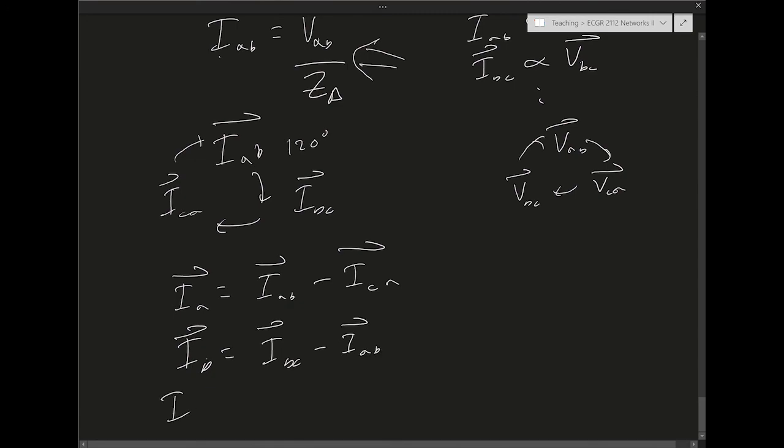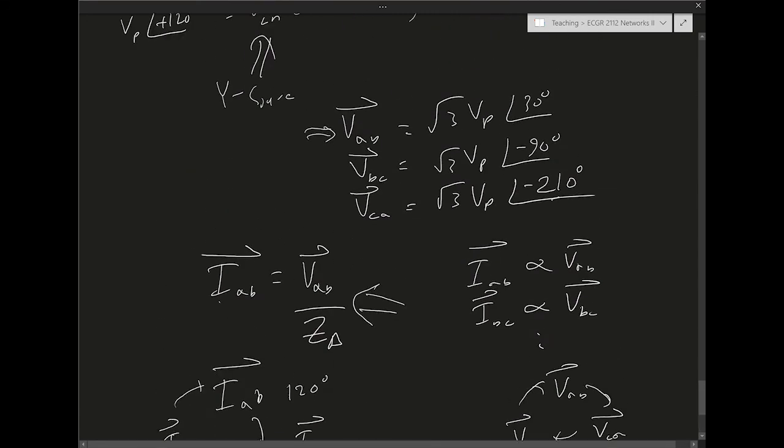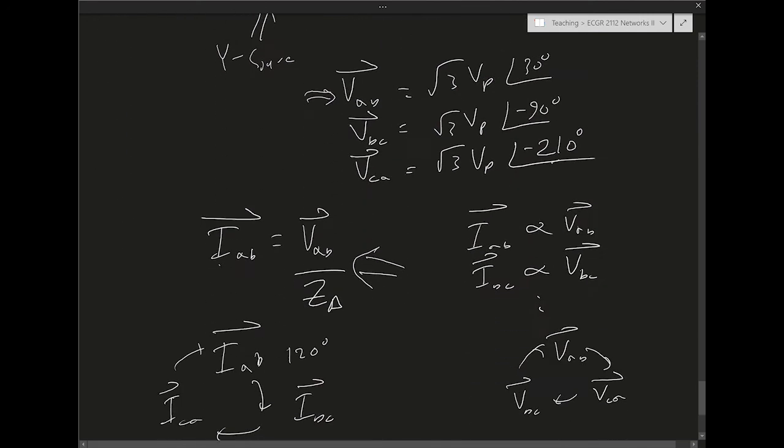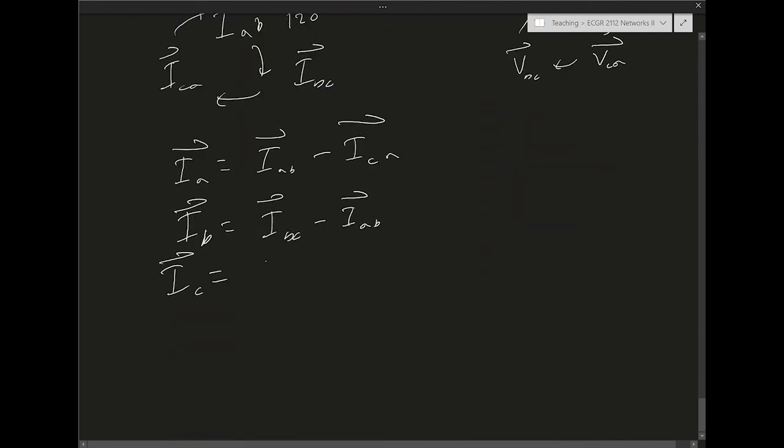And then finally, IC, this current, IC, equals ICA minus IBC. So this is one way of calculating the line currents. If you know Z delta, you can calculate those currents, subtract them from each other like in this manner, and you get the line currents.